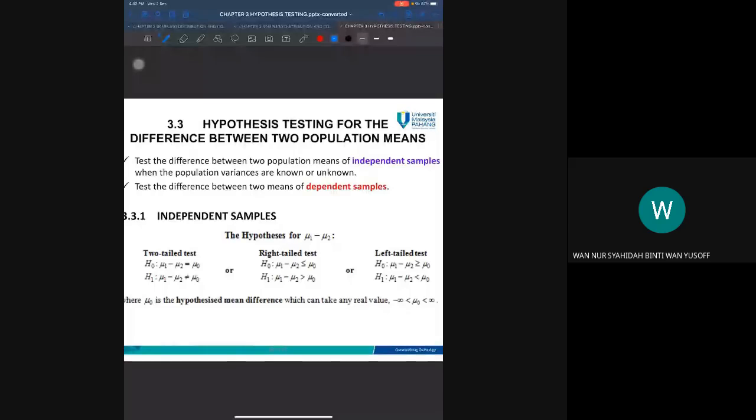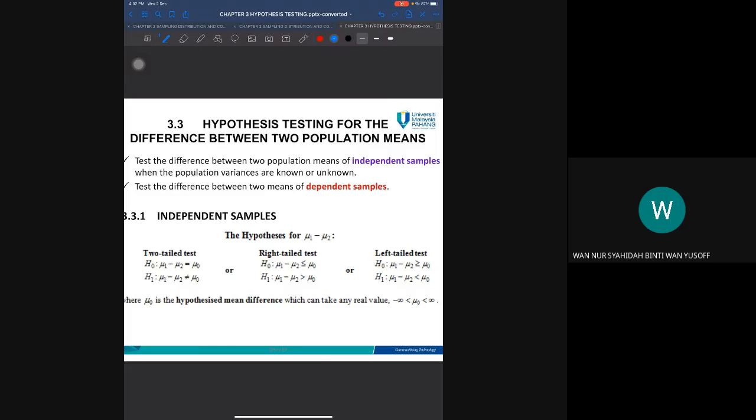Because of last week there was no class, so we will discuss today sections 3.3.1 and 3.3.2. The idea of independent and dependent samples, I don't think we need to discuss anymore. It is similar to what we did in confidence intervals. The idea is similar: how it is an independent sample and how it is a dependent sample.